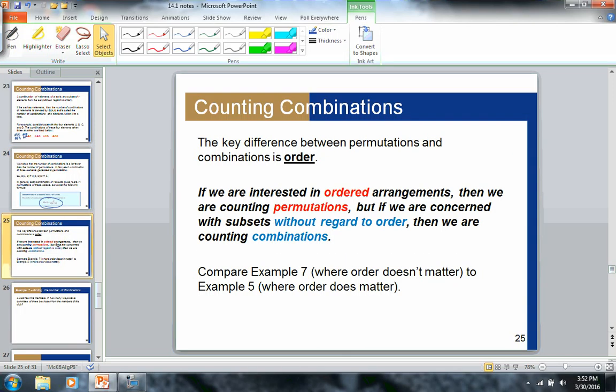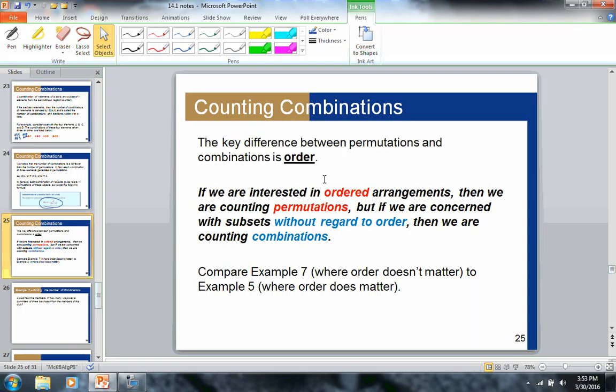Okay, now remember that the key difference between permutations and combinations is order. When you're dealing with ordered arrangements, that's a permutation. So order matters for permutations. If we're just counting without regard to order, then that's a combination. So I kind of like to remember P and O, permutations and order. For permutations, order matters. So you can kind of remember Poe, like Edgar Allan Poe, or come up with some other type of little funny thing like that, some mnemonic device to help you remember it.